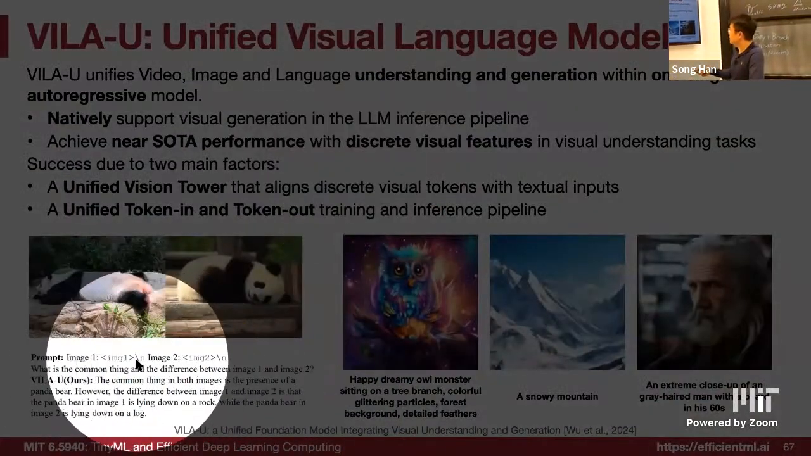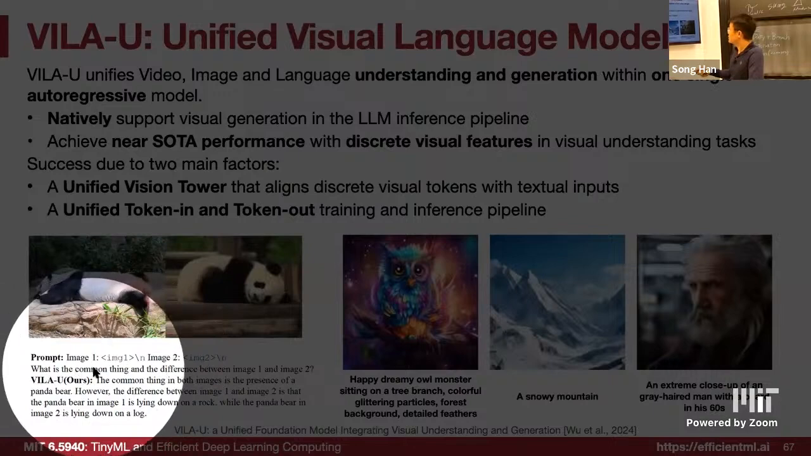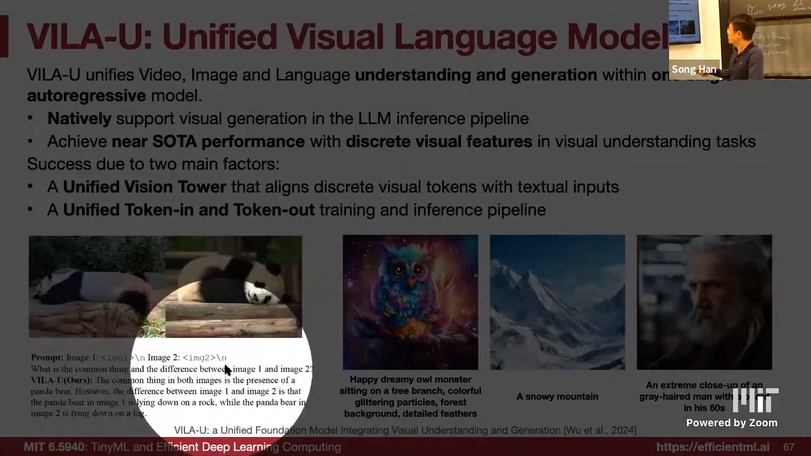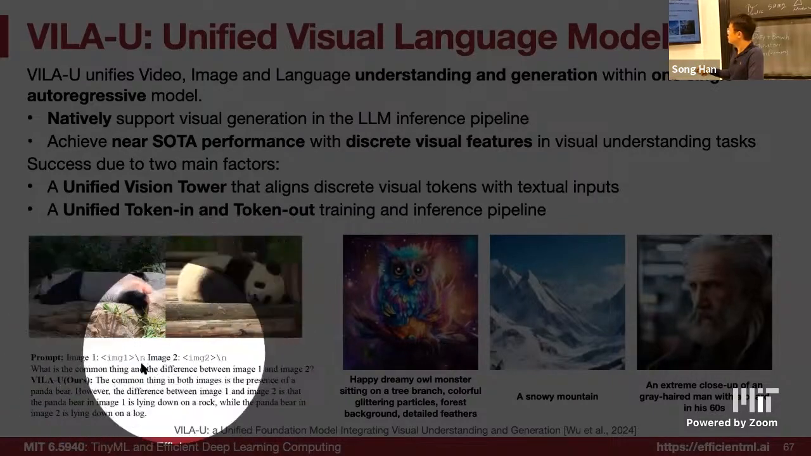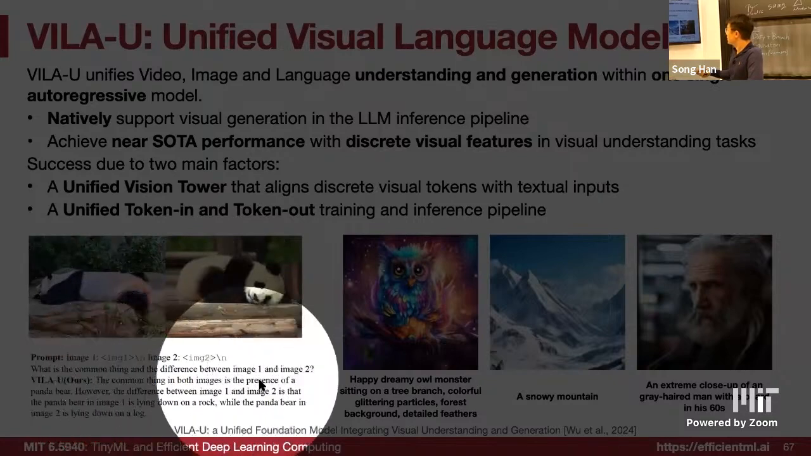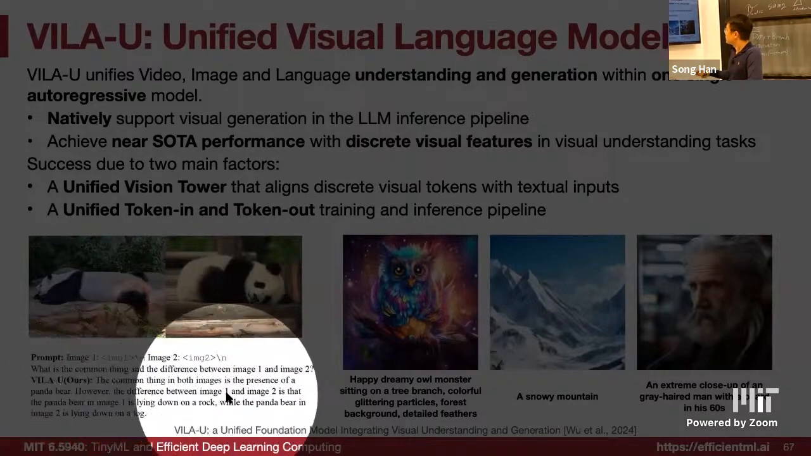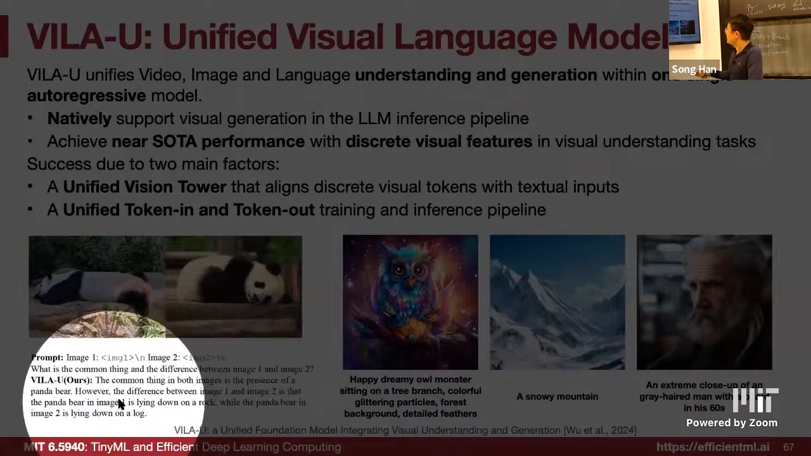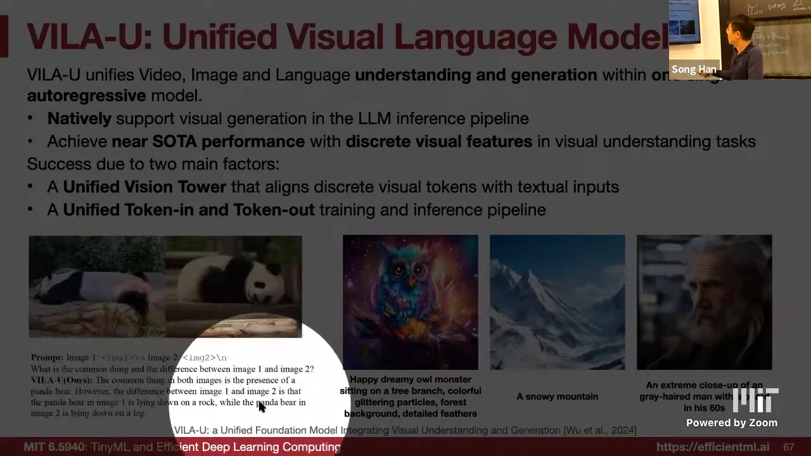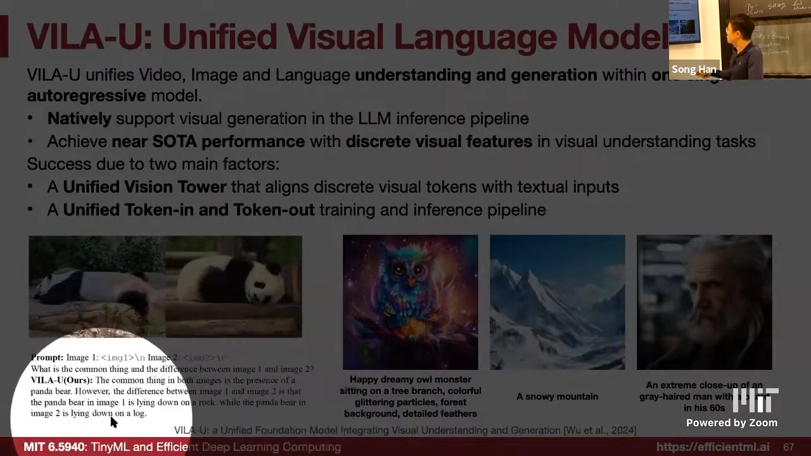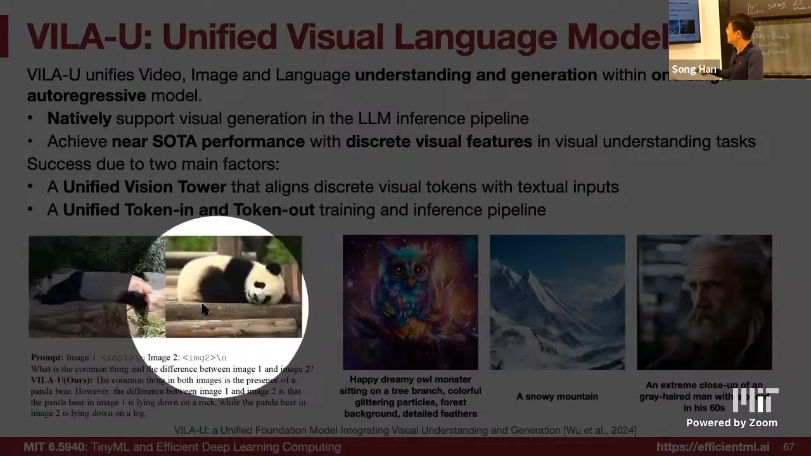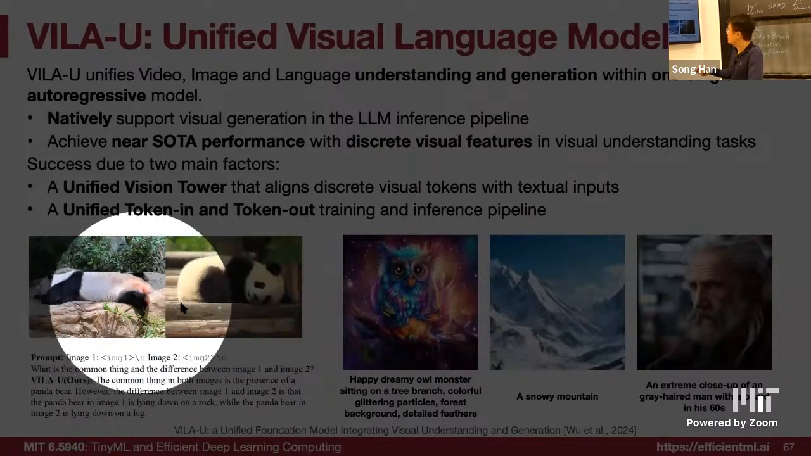Like right here, we can understand what is the common and then what is the difference between image 1 and also image 2. The common thing is that they are both panda bears. However, the difference is that the panda bear in image 1 is lying down on a rock, while the panda bear in image 2 is lying down on a log. So that's understanding the image.